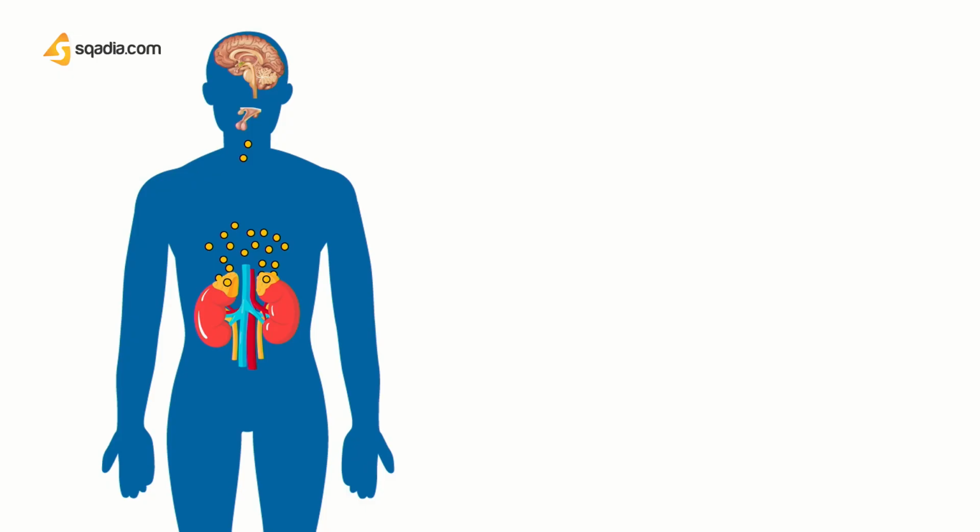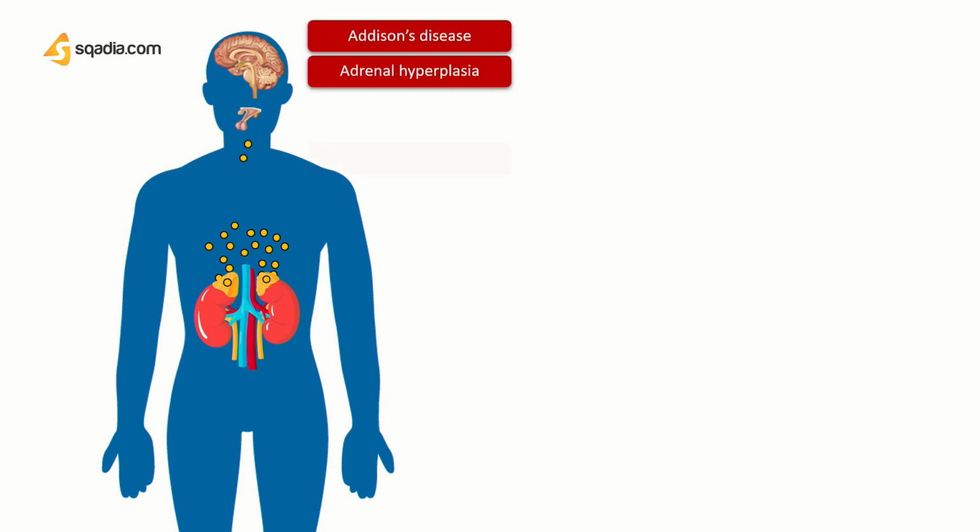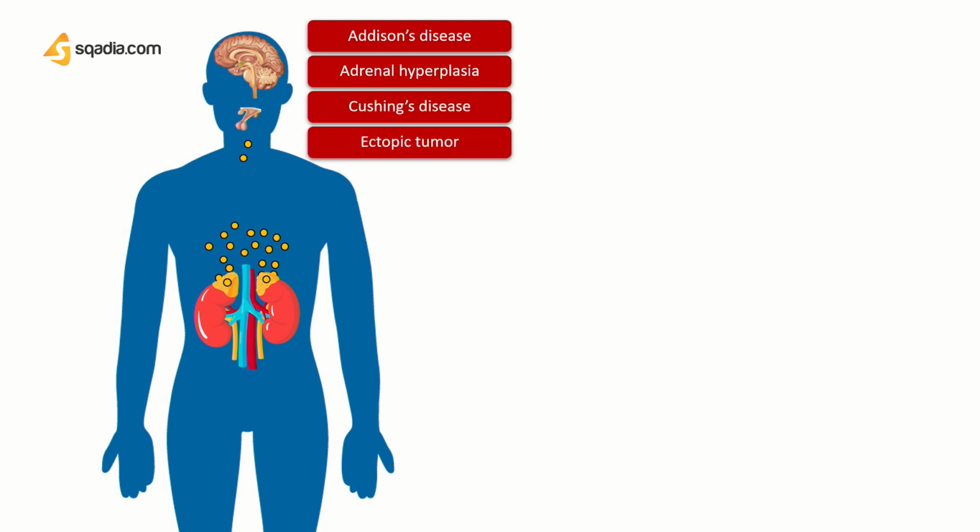Now, a high level of ACTH may be a sign of Addison's disease, adrenal hyperplasia, Cushing's disease, an ectopic tumor that produces ACTH, adrenoleukodystrophy, which is a rare condition, and also Nelson's syndrome, which is also a rare condition.